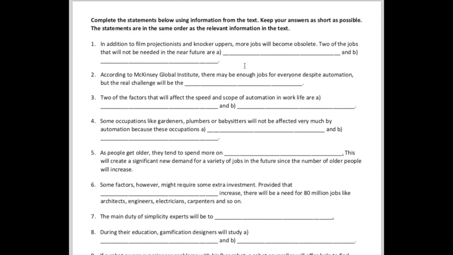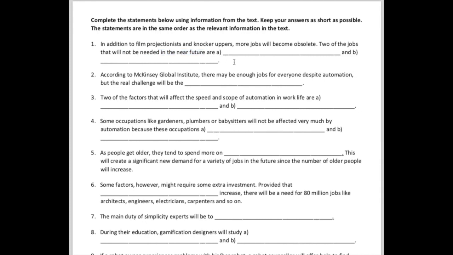Now, this is very important. First of all, even I didn't know what knocker-uppers were. I discovered later, so don't worry if you don't understand. However, what is important to understand is what are we missing from the sentence. Now, in this case, we have two of the jobs that will not be needed in the future are gap and gap. Now, this means we are looking for two jobs. Now, what kind of jobs are we looking for? We're looking for two jobs that will not be needed, this is very important, and in the future.